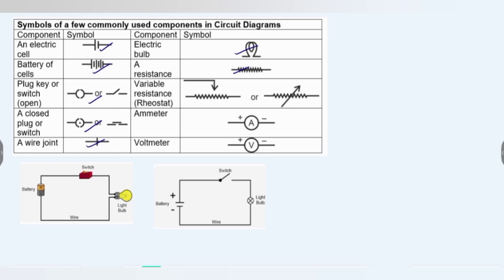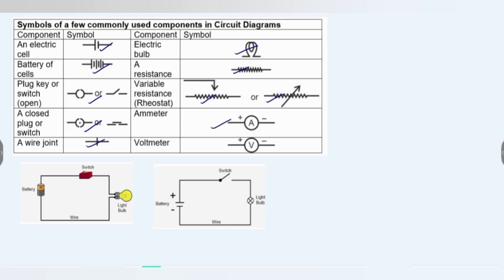This is also a resistance, a variable resistance, where we can change the value of the resistor. So according to the requirement, we can take the resistance. If you want to increase, you can increase, or if you want to decrease, you can decrease. So we also call it a rheostat, a variable resistance. Any one you can call, and any one of these two symbols you can use.